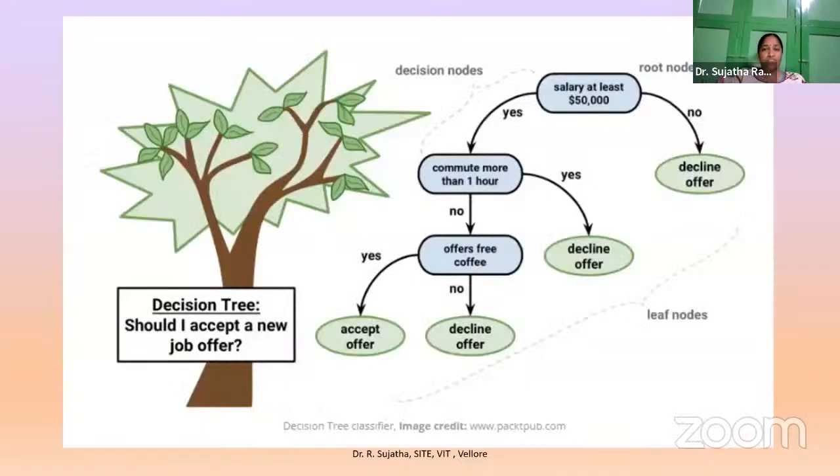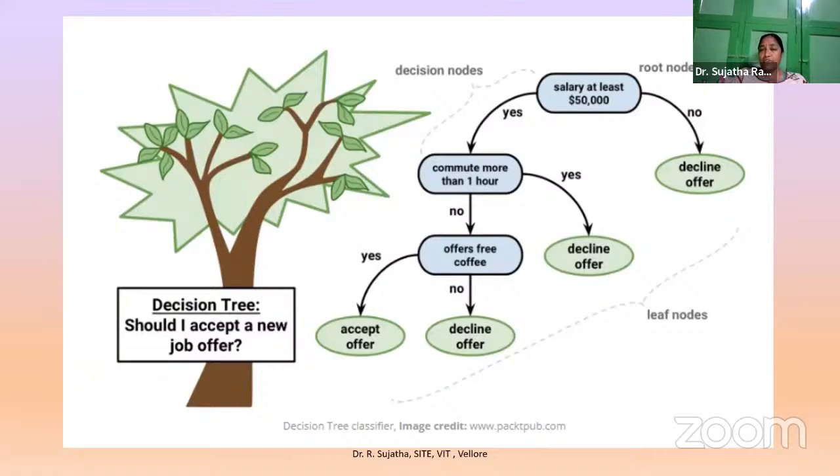Another example similar to this: a person is trying to move to a new job. Before moving, he needs to make some decisions. If the salary is at least 50,000, he may think about going to the job. If not, he's immediately going to decline the offer. Again, if the commute is more than 1 hour, he is going to decline the offer. If it is less than 1 hour, he is going to go for the job. Another constraint is whether the company is offering free coffee. If it is offering free coffee, then he will accept the offer, or else he is going to decline it.